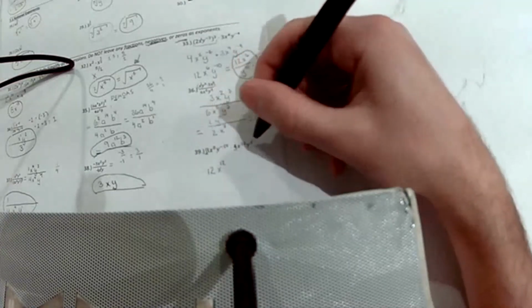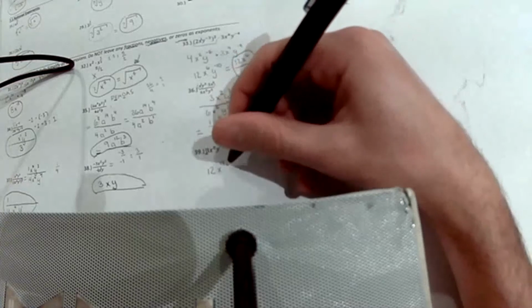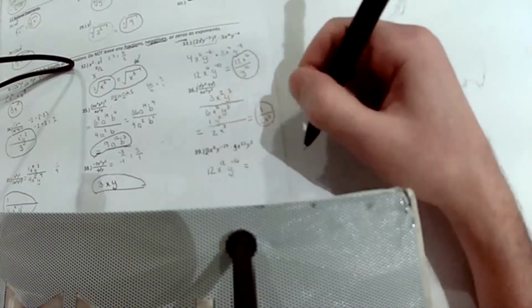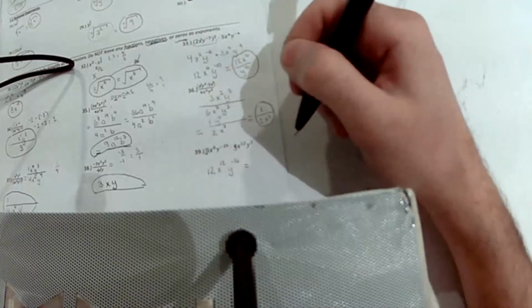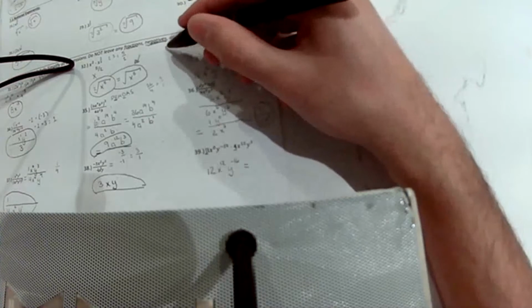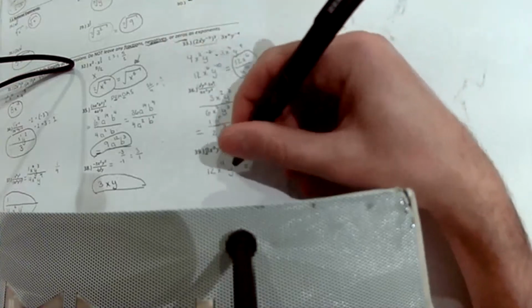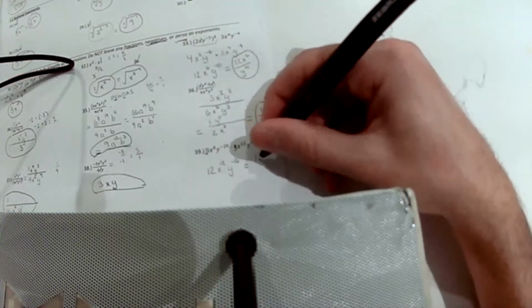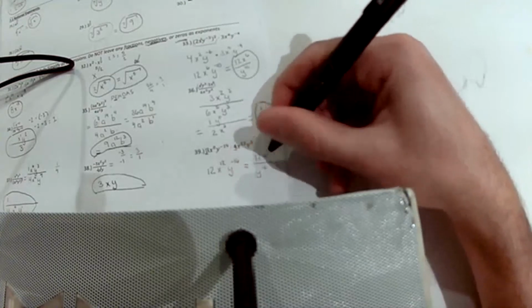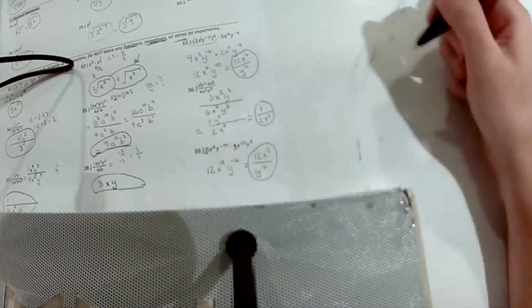And then y to the negative 13 times y to the third. You add those and you get y to the negative 16. Nice. But I have a negative exponent. You don't want to leave those in your final answer. Negative exponents just get put on the bottom, and you're left with 12x to the 12th over y to the positive 16. And now you smile because you're done with the whole thing.